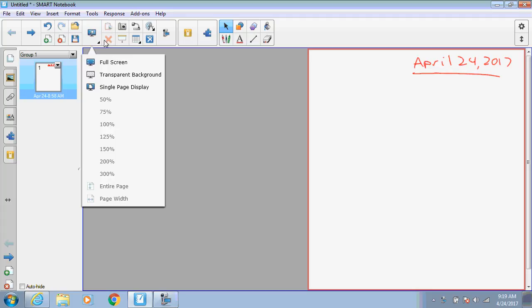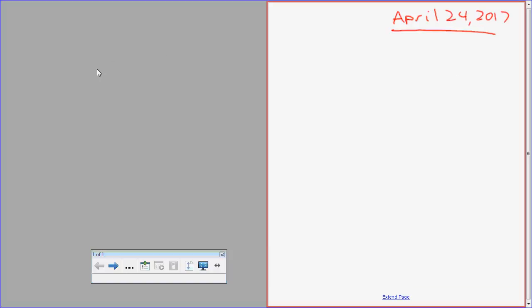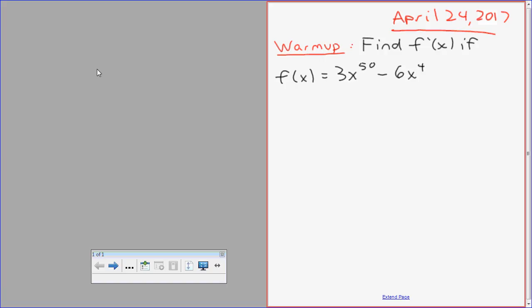Most difficult derivative question ever. Now, if you weren't here on Friday, this is going to be the most difficult question if you had to do this before. We're going to say find f prime of x if f of x equals 3x to the 50 minus 6x to the 4 plus 3 over x to the 7.